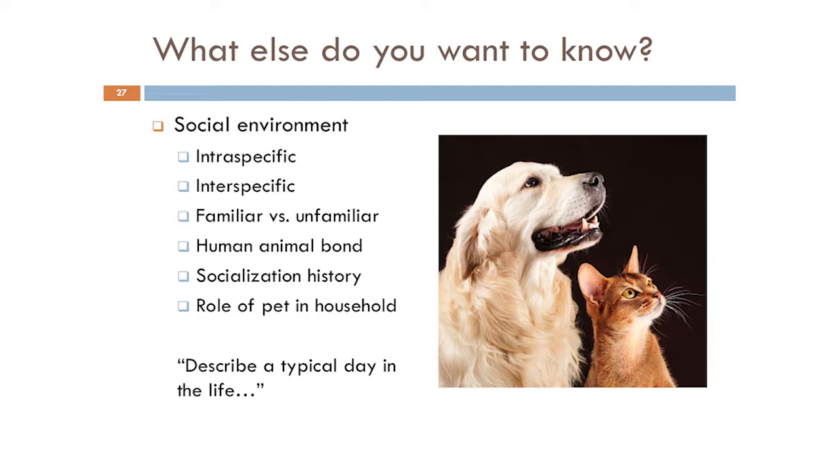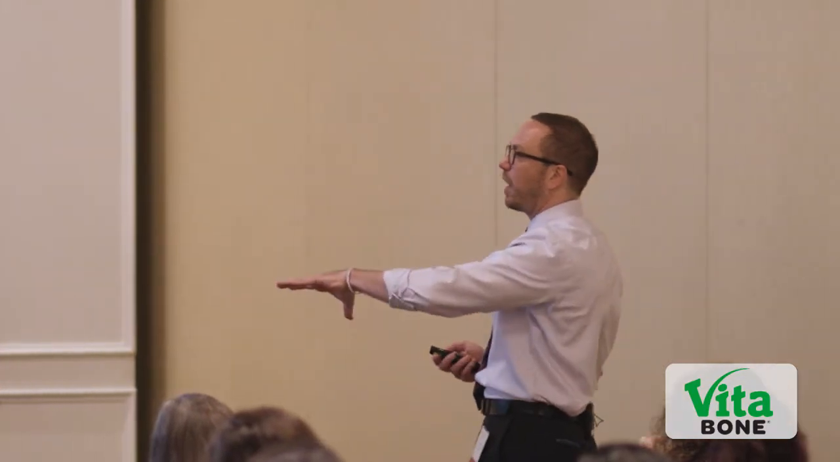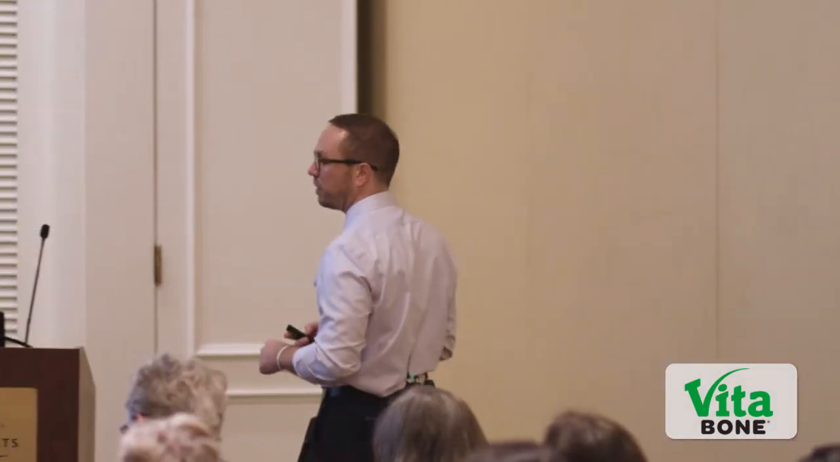Social environment, who lives there? Are we talking about a mixed species household? Are we talking about a multi-animal household? If there are individuals present, either, again, intra or interspecific, are they familiar versus unfamiliar? What's the bond? What's the socialization history? This takes a little bit more time to get through. This captures some of the things we were talking about yesterday in terms of the role of the house and the pet in the household, but these are all relevant details.